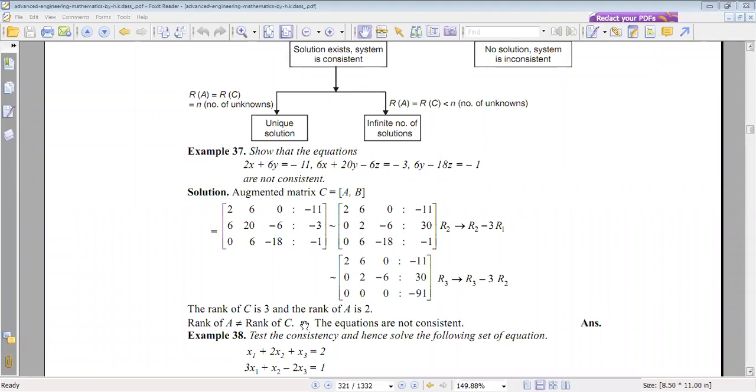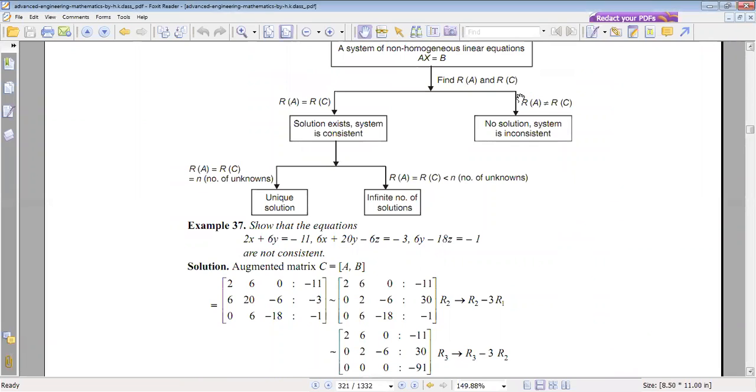Now from here what did you get? Rank of C is 3 and the rank of A is 2, which are not equal. If these are not equal, then the system is inconsistent. That means no solution is there. See in this case, if rank of A is not equal to rank of C, then the system has no solution and the system is what? Inconsistent.